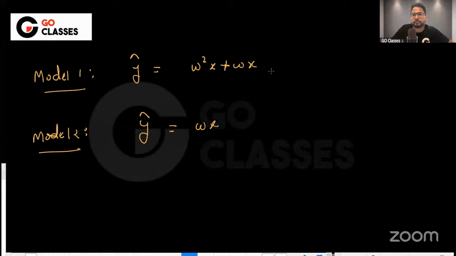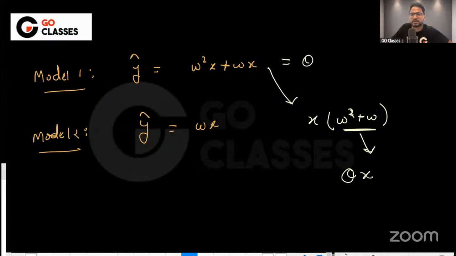Now see here that in model 1, if you take w common, it will be wx plus x, something like this. Or you can take x common, so that you can see what the parameters are. So w square plus w is a parameter, right? Now you can replace this w square plus w with some theta, so it could be theta x. Ultimately, if you take x common, it will be theta x, right?